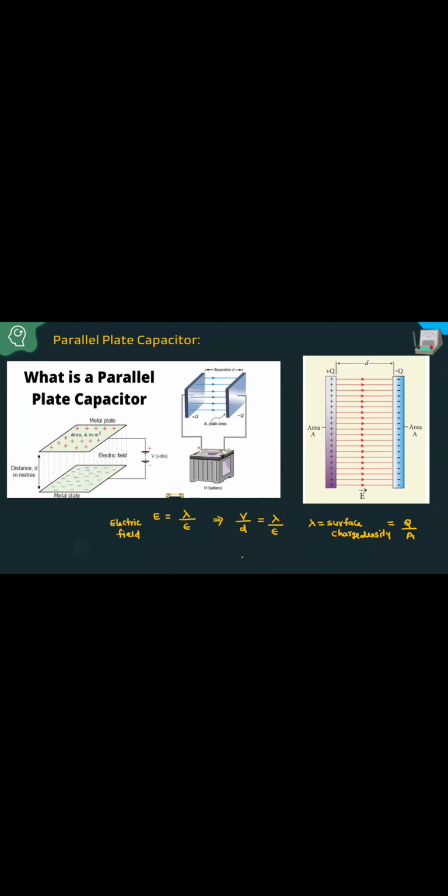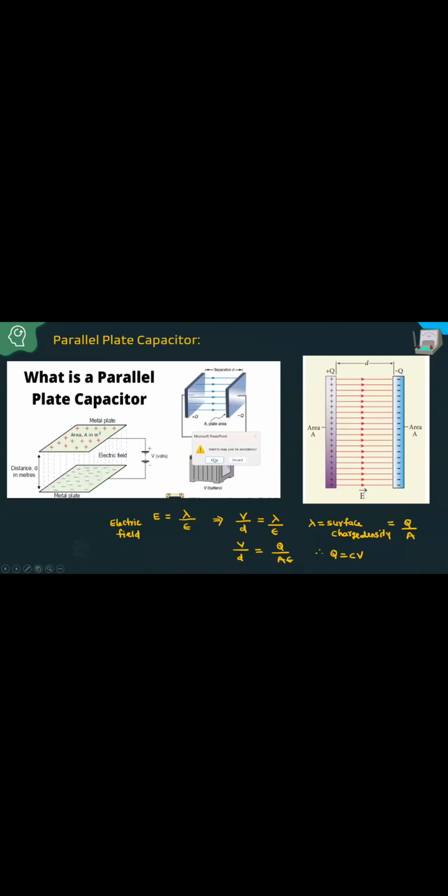Now we have to substitute here. V by D equal to lambda, which is Q by A epsilon. How to write lambda equal to Q by A epsilon. But what is Q, friends? The charge Q equal to CV. Now substitute Q equal to CV here. Then what formula can you get? That I am writing here. Q equal to CV.